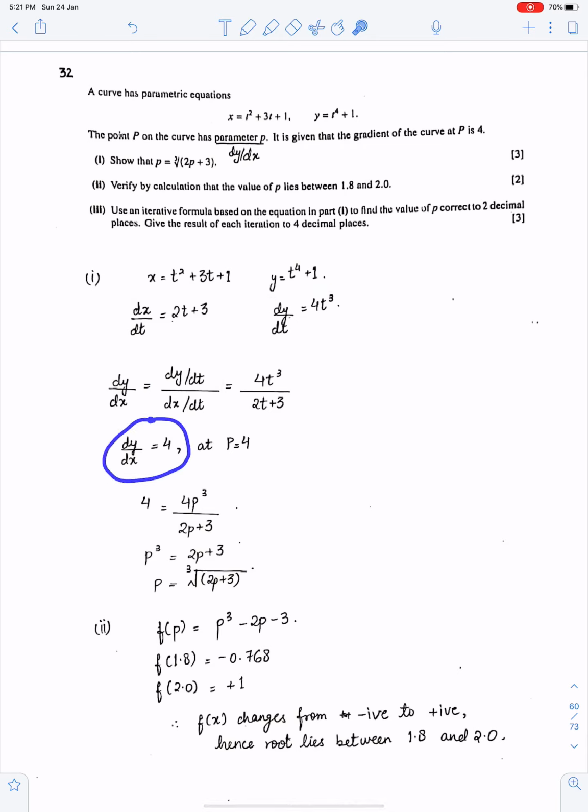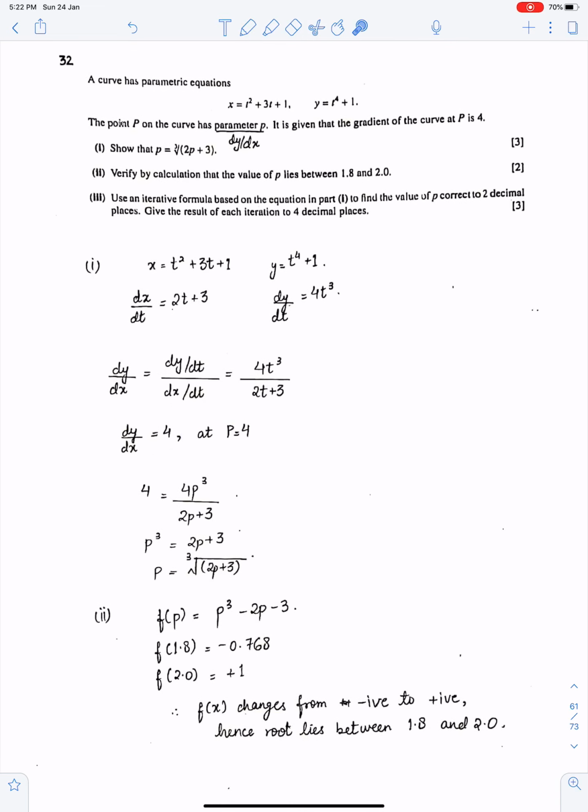So dy upon dx is 4 at P. By substituting the value of dy upon dx as 4 here, we can get the value of P. The parameter P means t is equal to P. So we substituted 4 here and we substituted t as P. This is what we had to show.